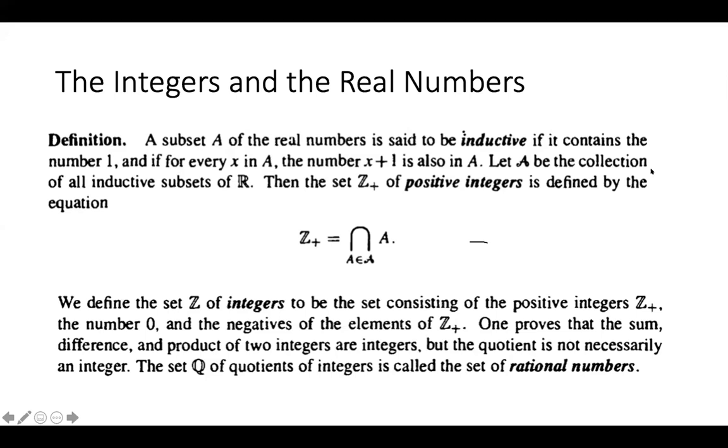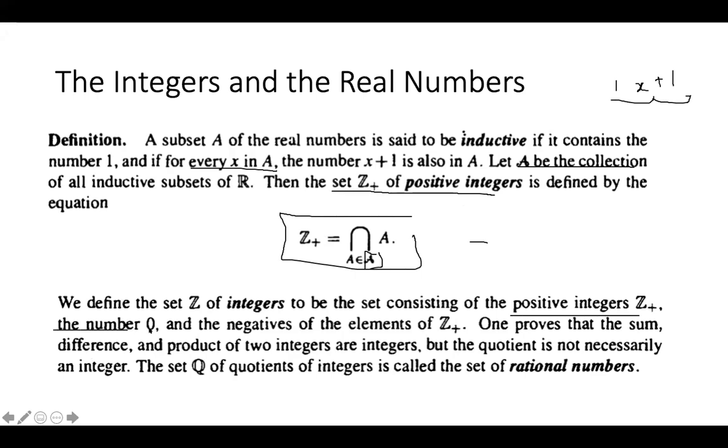Does this make some sense? So it's essentially saying there is some kind of collection which contains one and, for every x in A, x plus one. So each element is the next x. And so you have the set Z plus of positive integers defined as this right here, where every A is in the collection A. And the set Z of integers is the set consisting of the positive integers as well as the number zero. And this is why we write integers as so and positive integers as so.